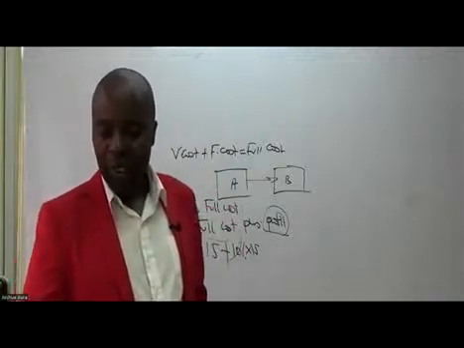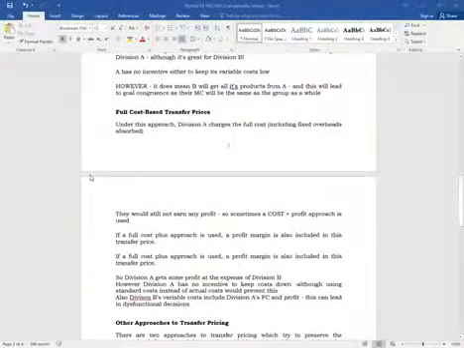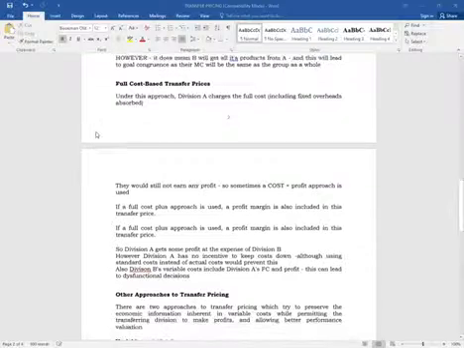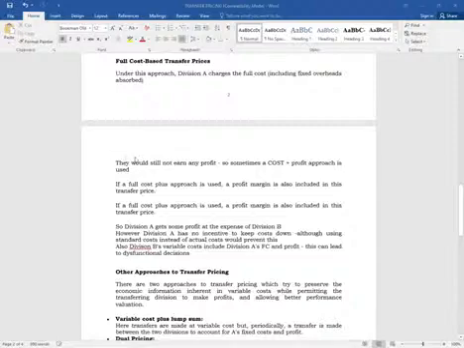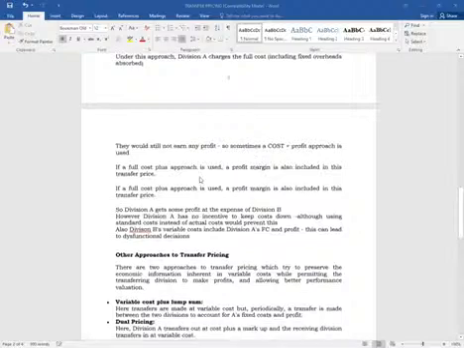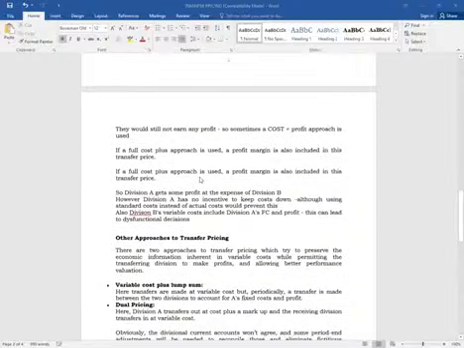Now, let's read this. Transfer pricing full cost. Under this approach, Division A charges the full cost, including fixed overheads absorbed. They would still not earn any profit, so sometimes a cost plus profit approach is used. If a full cost plus approach is used, a profit margin is also added in the transfer price. So Division A gets some profit at the expense of Division B. However, Division A has no incentive to keep costs down.